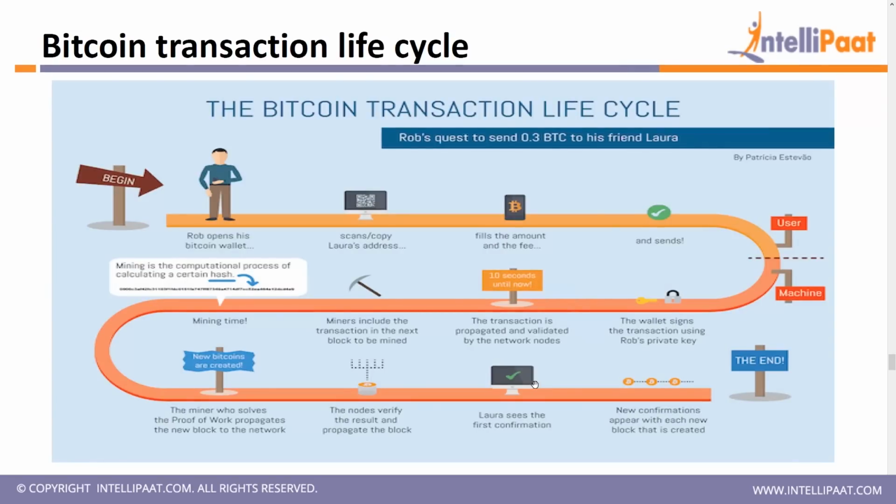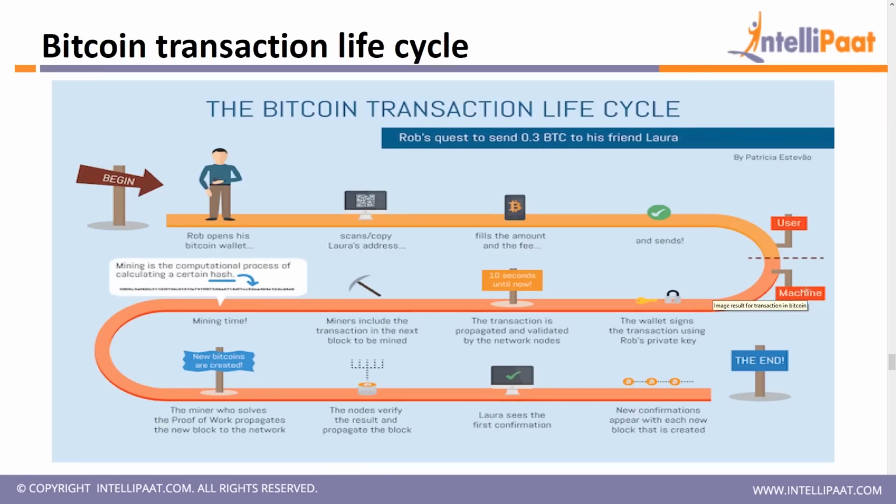Bitcoin transaction lifecycle. How the Bitcoin transaction lifecycle starts and flows till the end can be depicted from the given figure. We start here. Bob opens his Bitcoin wallet, scans or copies Laura's address in order to send the money. Bob's quest to send 0.3 Bitcoin to his friend Laura is an example of this whole Bitcoin lifecycle. He's trying to transfer 0.3 Bitcoin to his friend. He opens his wallet, scans the address of Laura in order to send the 0.3 Bitcoin, fills the amount and the fees of the transaction, and then sends it over the network.